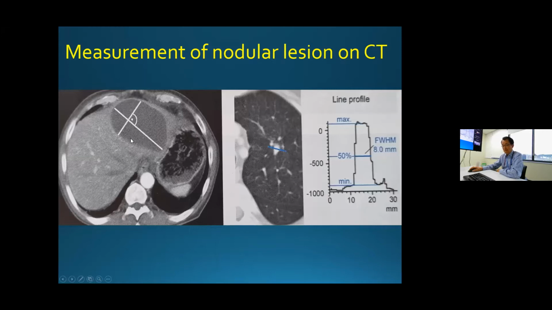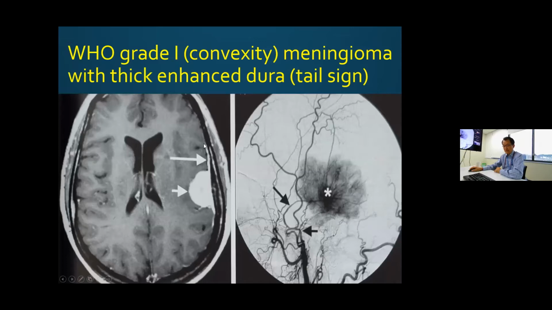Whenever there is a nodular lesion, we measure on axial images, on longitudinal and the short axis, long axis, or both. Okay, and then depending on different technique, this measurement may not be consistent. So it's a thin section again, it's important to get the precise measurement. And again, this is what we call the tail sign, dura enhancement, and the convexity here, this is a classical meningioma. It's vascular on angiogram studies.